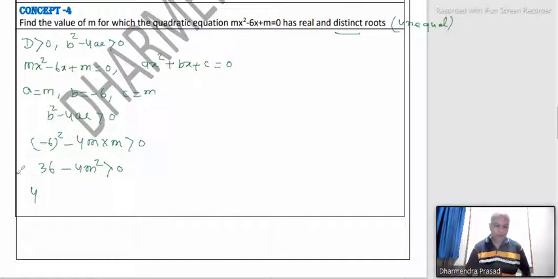4 common, that is equal to 9 minus m square greater than 0. We can say 4 into 3 plus m, using a square minus b square equals a plus b into a minus b, 3 plus m and 3 minus m greater than 0. Okay, this is the condition coming.